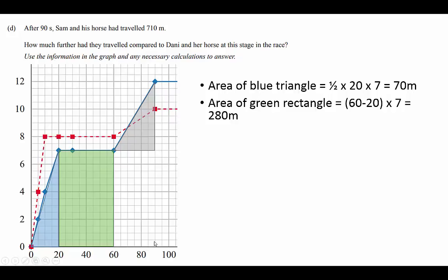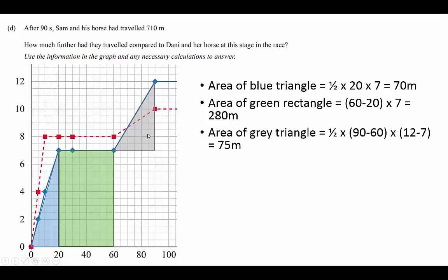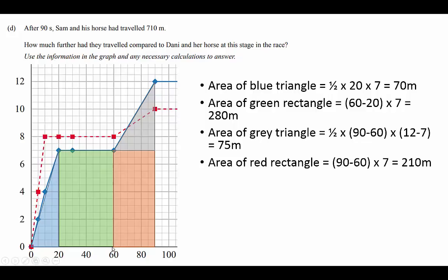Dividing this larger shape up here into a triangle and a rectangle gives us this grey triangle, which has an area again of half base times height. So that's 90 minus 60 times 7 to 12, so that's 12 minus 7, which is 5, and that gives us 75 metres. This final rectangle then is a height of 7 and a base of 30, 90 minus 60, giving us a total distance travelled of 635 metres.